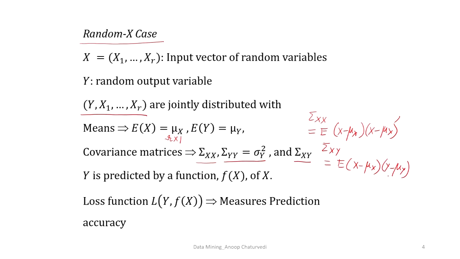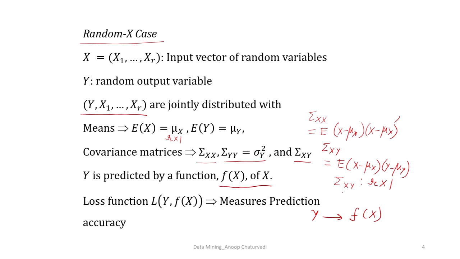Notice that Y minus mu Y, this is a scalar, this is of order 1 cross 1. So, ultimately sigma X Y is a R cross 1 vector. Now, suppose Y is predicted by a function f x of X. So, if Y is predicted by f x, then the loss function is denoted by L Y f x, and this loss function is a measure of prediction accuracy.